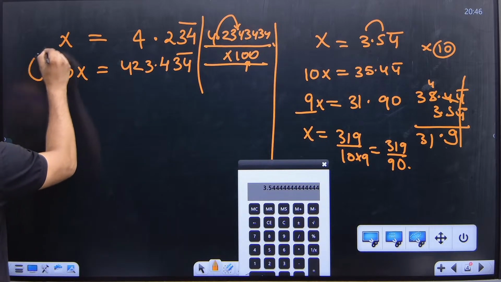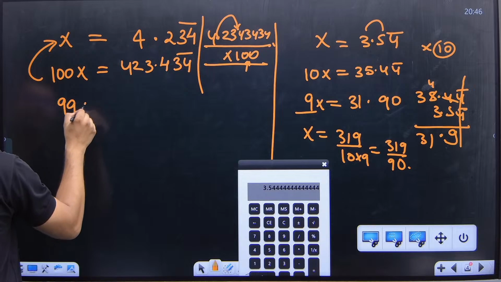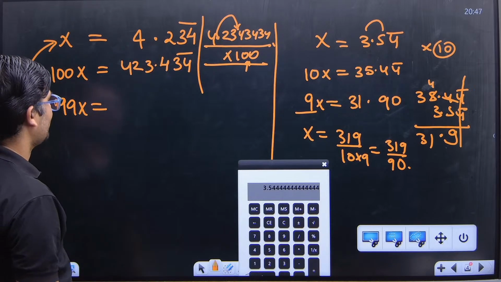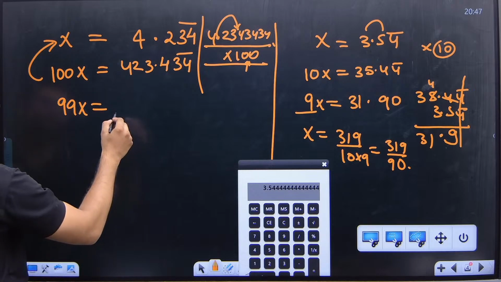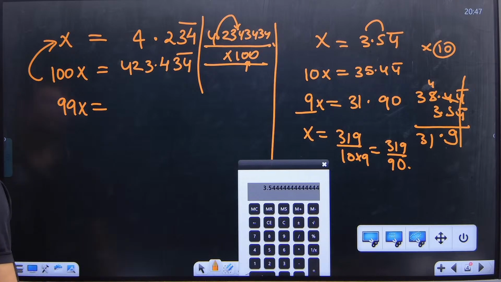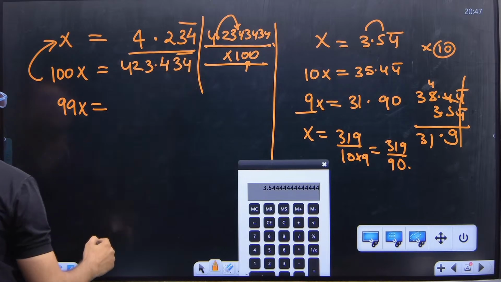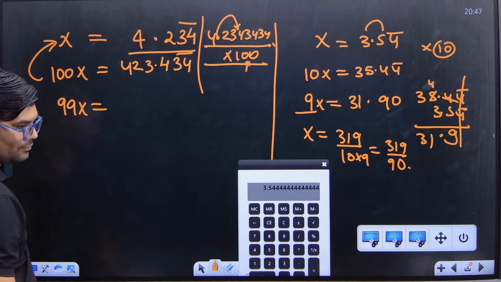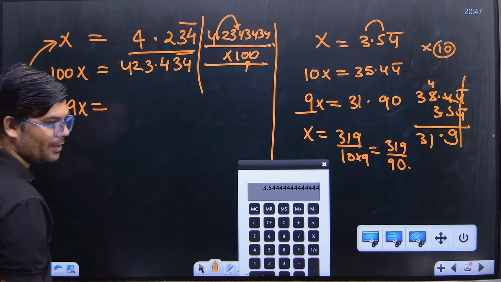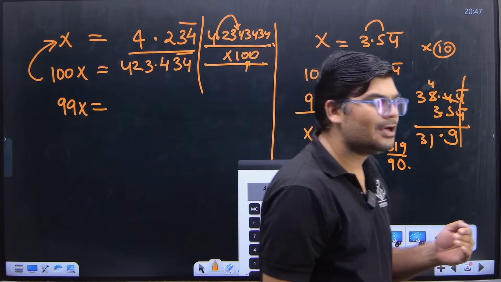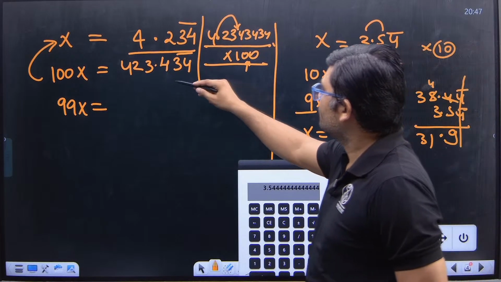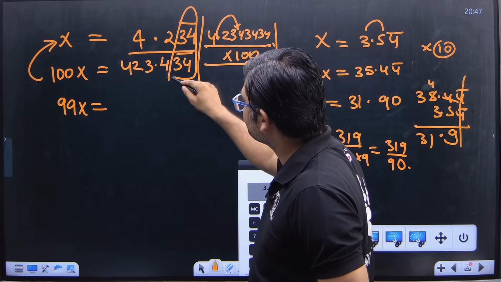Now you have to subtract again. So on the left side you will get 99x. Can you tell me what you will get on the right side? 423.4 bar minus 4.234 bar. See, you can only cancel the bar part. The rest you have to do very carefully. So 419 point.